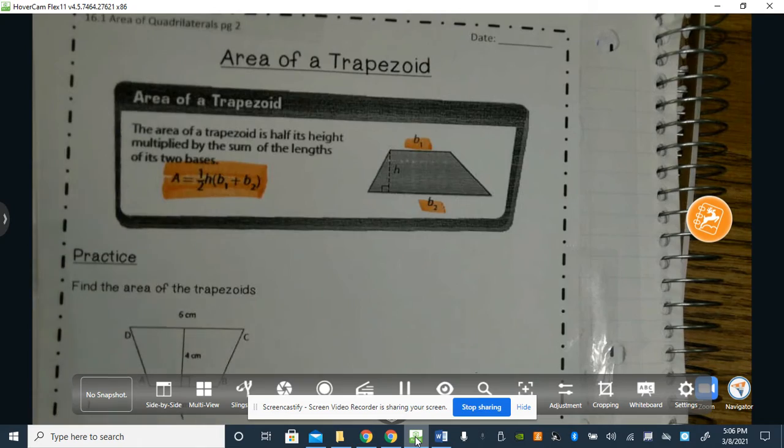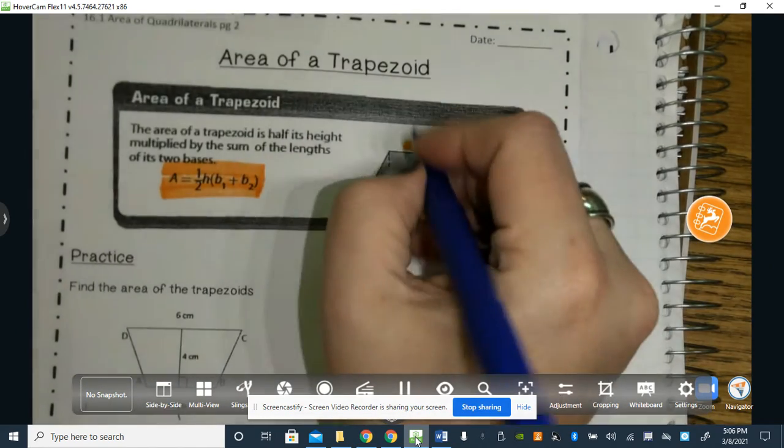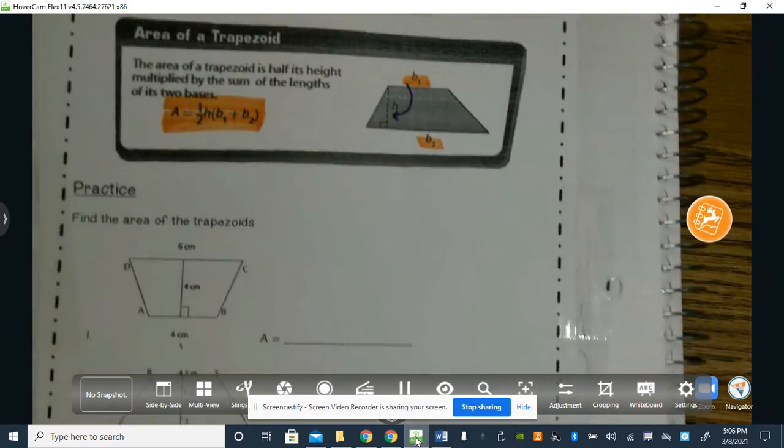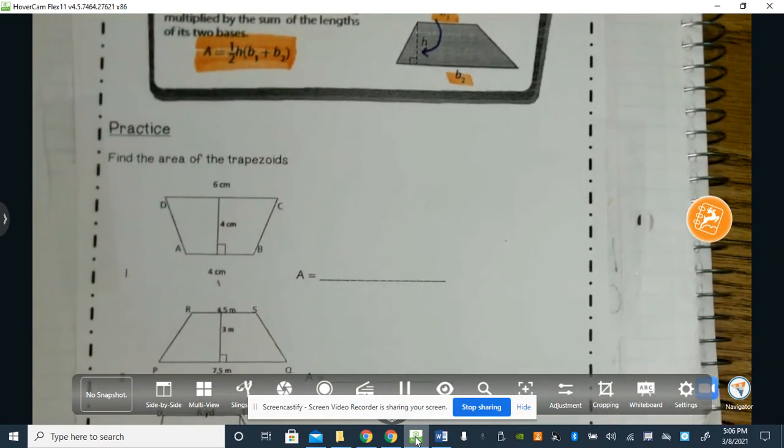All right. And again, your height will always be somewhere that makes a 90-degree angle. So look for the 90-degree angle. So again, I always like to do the formula.